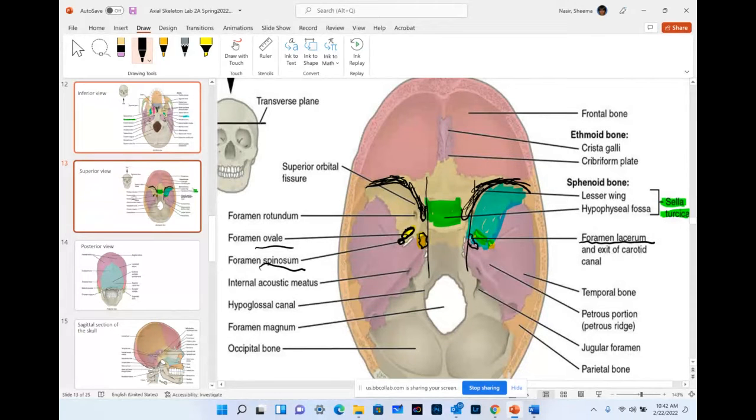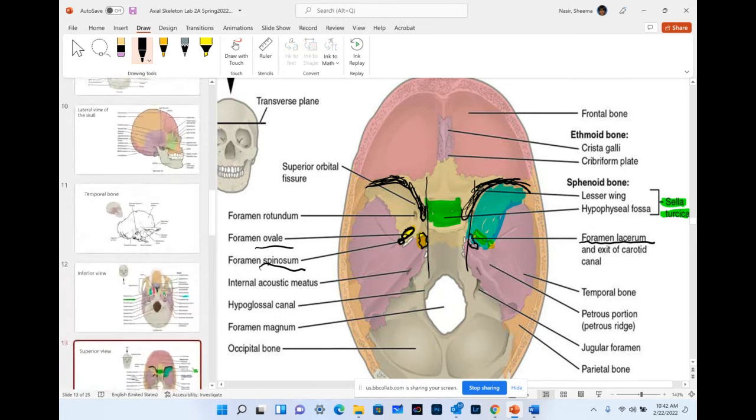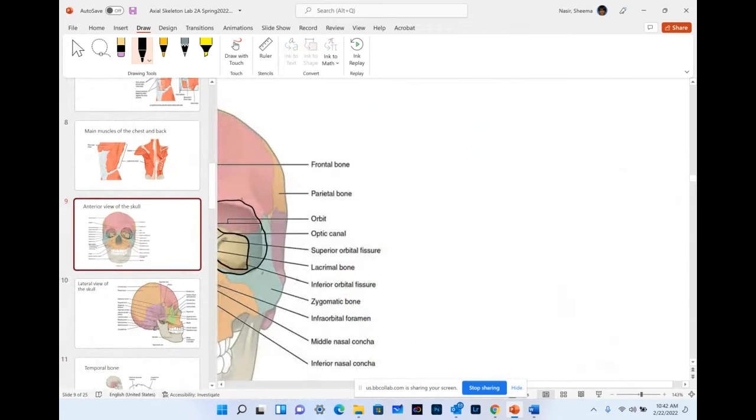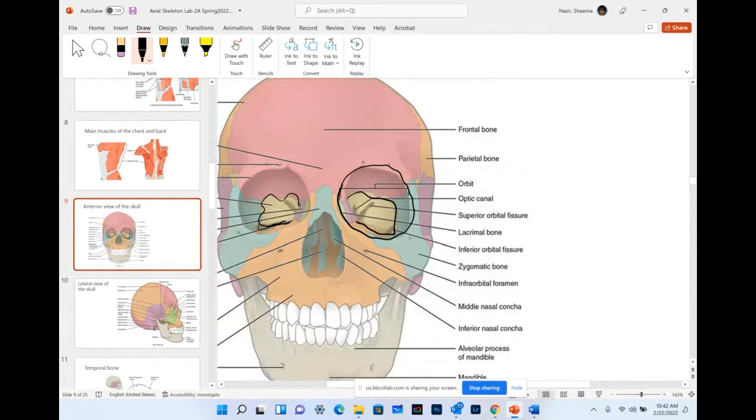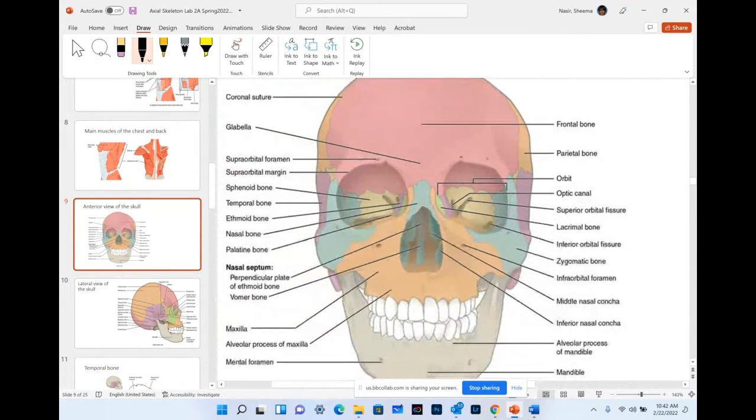Okay, so we did greater wing, lesser wing. Now we are going to look at optic foramen. Now, for optic foramen, that is going to get a little bit tricky, but we are still going to work on it. You are going to see it face front. So make sure the skull is facing you, the orbit is facing you, and then you see, okay, I am going to draw it on the side, okay?